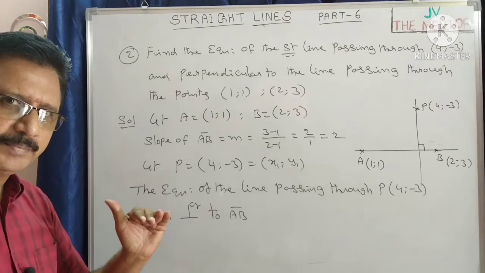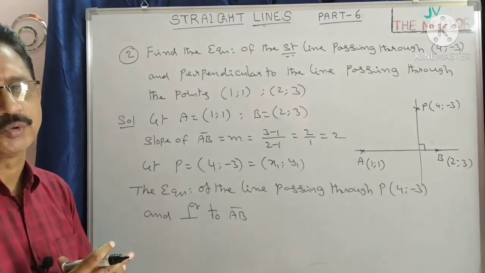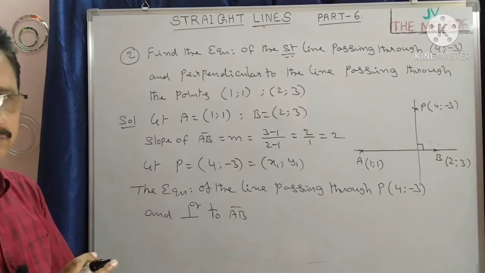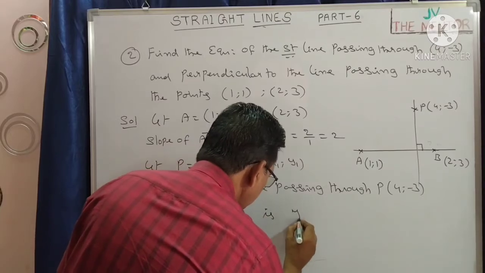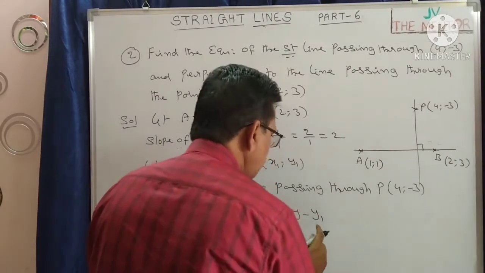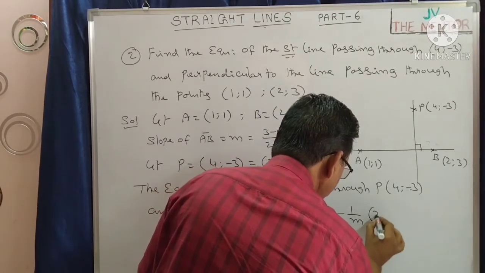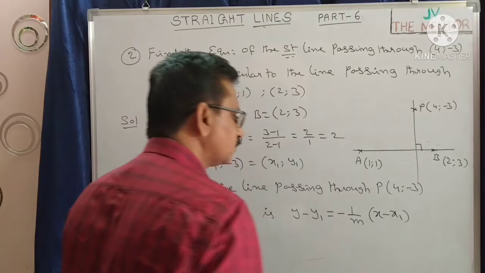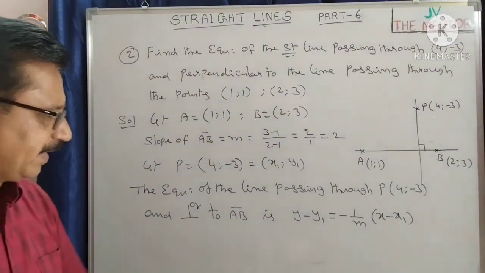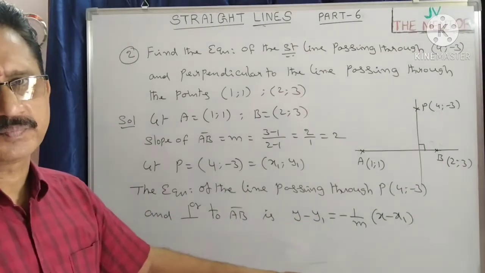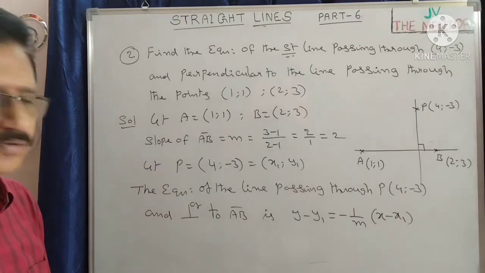If we say parallel to AB, the slopes do not change, so y minus y1 equals m into (x minus x1). Perpendicular to AB is y minus y1 equal to minus 1 by m into x minus x1. Now substitute the values of x1, y1 and m. Then we will get the equation of the required straight line. Okay, write down.